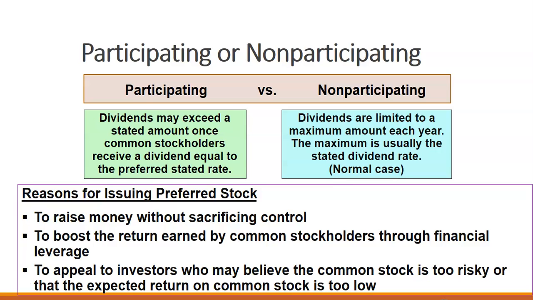And another one is to appeal to investors who want to own stock but don't feel that common stock is a safe purchase. So because the market value changes on common stock and we aren't promised dividends on common stock, we might be more inclined to buy preferred stock where there's a guaranteed dividend.